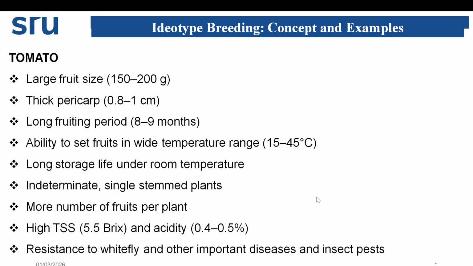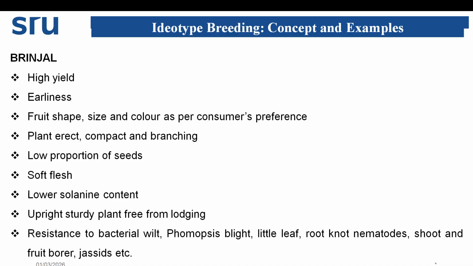Indeterminate growth with single stem plant. More number of fruits per plant. High TSS, total soluble solids, like 5.5 brix, and acidity 0.4 to 0.5%. And last, resistant to whitefly and other important diseases and insects. So these are some characters, ideal features for tomato.